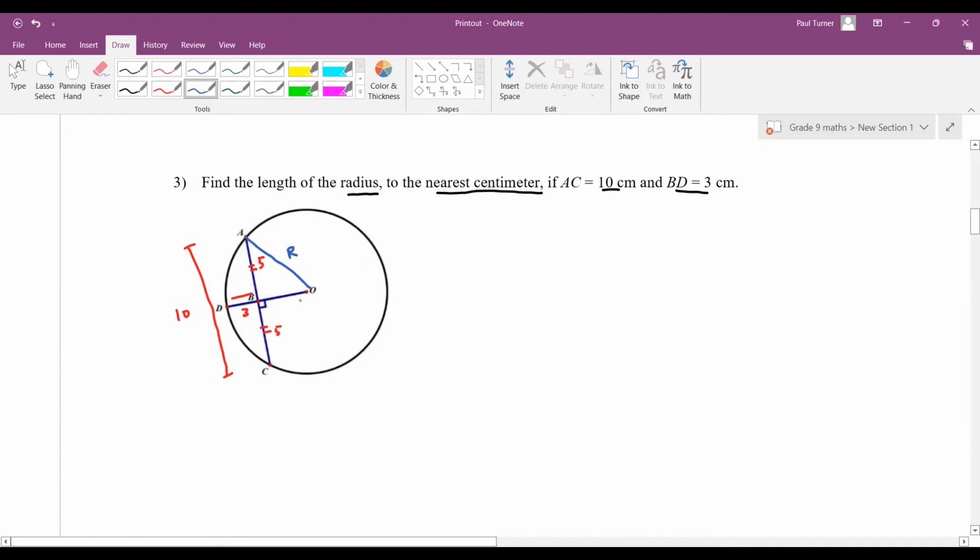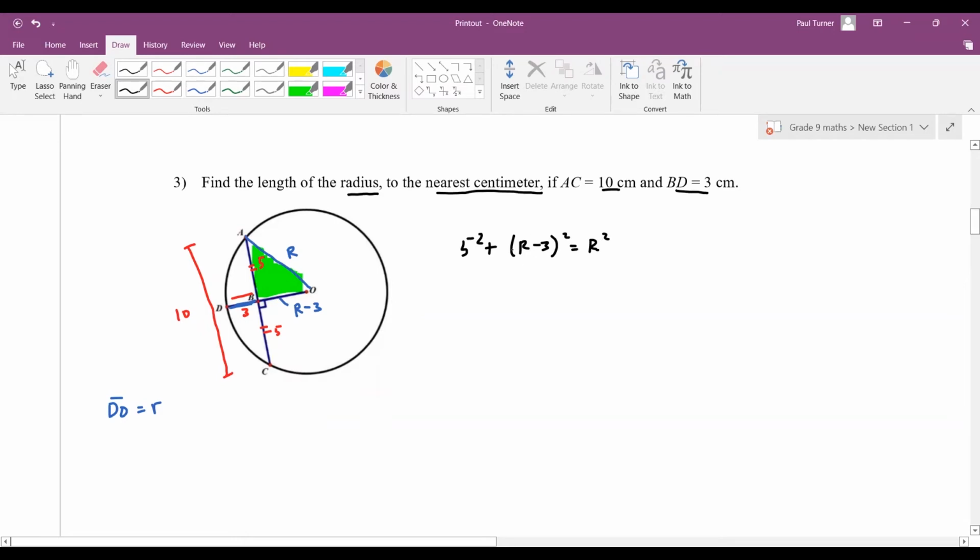So what I recommend to do is that we see that DO is also a radius, and part of that radius is 3. This remaining bit can be written as R minus 3, like that. And then we apply Pythagoras to this triangle here. Okay, and then we'll do Pythagoras. So we'll have 5 squared plus R minus 3 squared equals R squared.